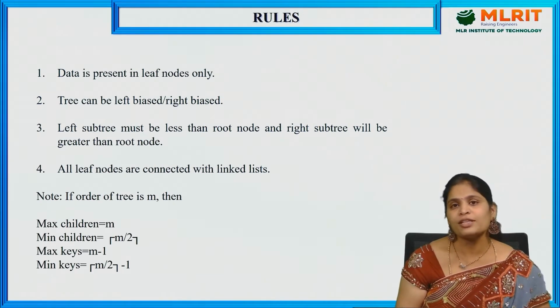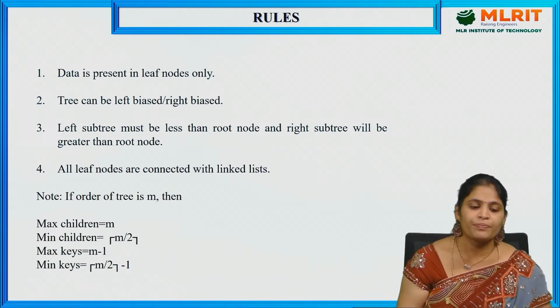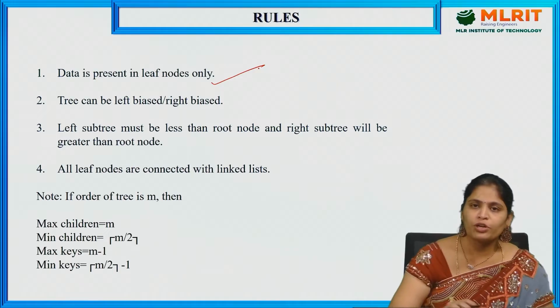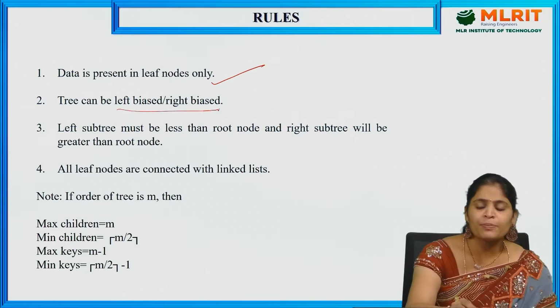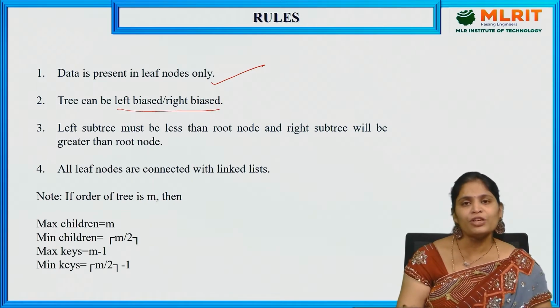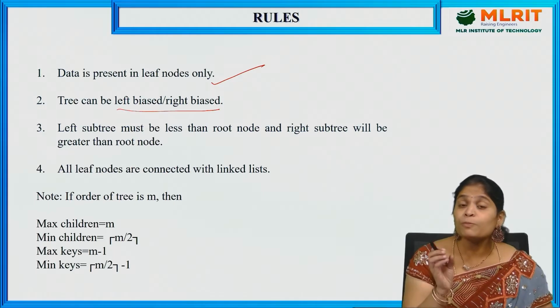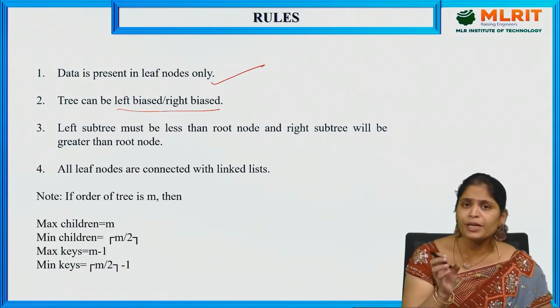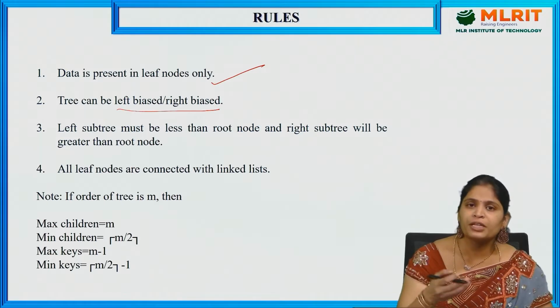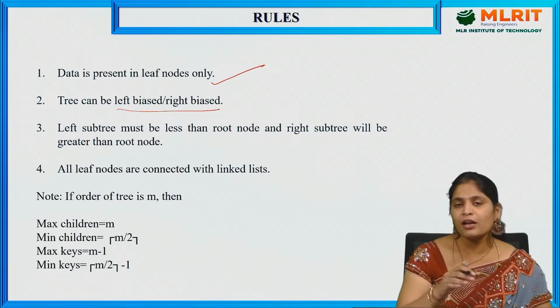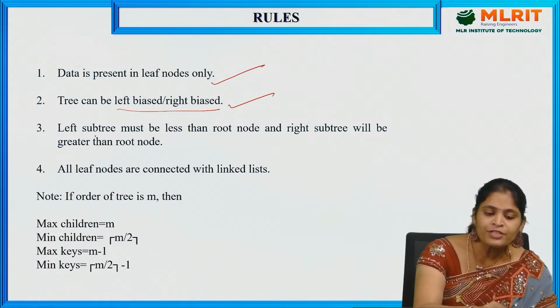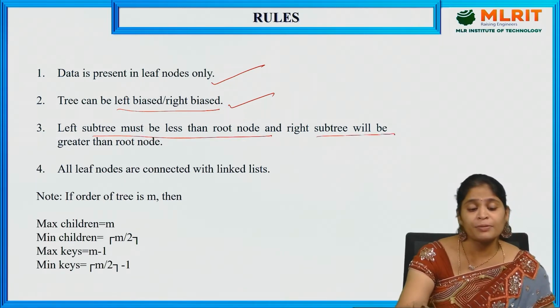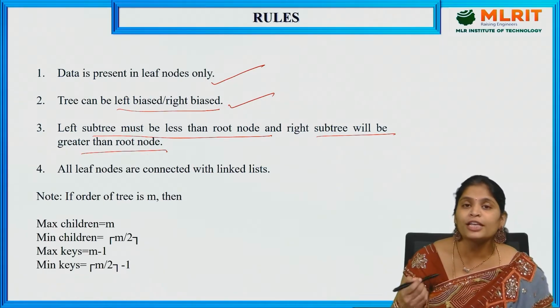So what are the rules that we must follow to construct a B+Tree? Data is present in the leaf nodes only. Whatever the actual records, those data will be present in the leaf nodes. The tree can be left biased or right biased. Sometimes we have to split a node: if the node overflows, then we split the node. To split that node, we follow either the left biased or right biased approach. This will be explained clearly while considering an example. The left subtree must be less than the root node and the right subtree will be greater than or equal to the root node.